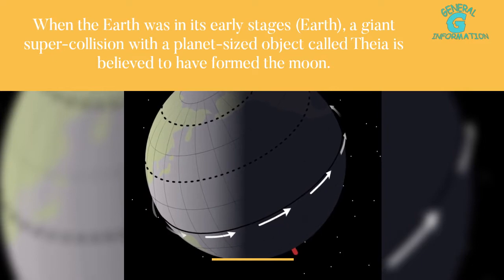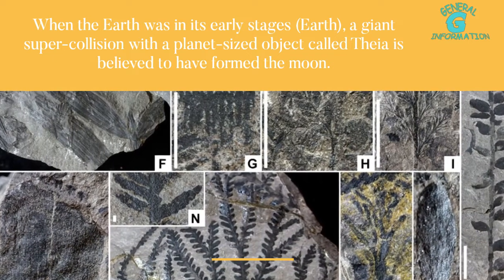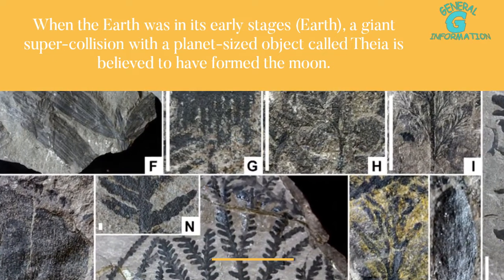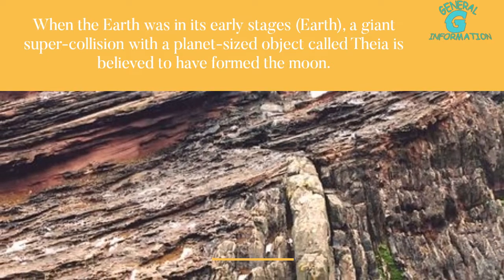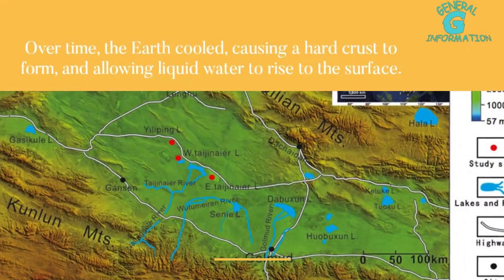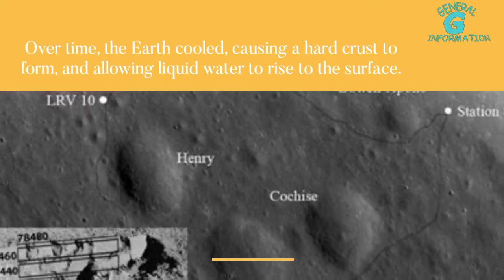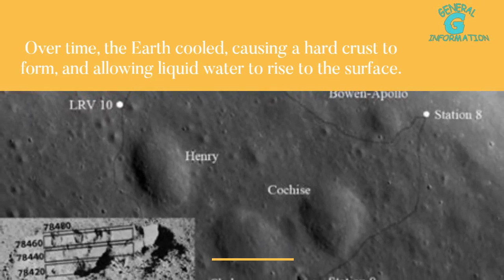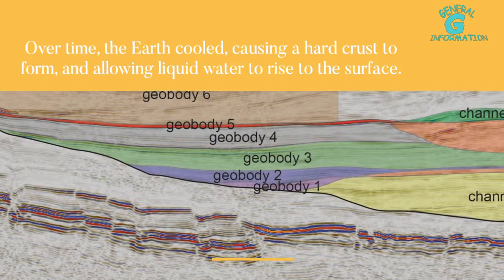When the Earth was in its early stages, a giant super collision with a planet-sized object called Theia is believed to have formed the Moon. Over time, the Earth cooled, causing a hard crust to form, and allowing liquid water to rise to the surface.